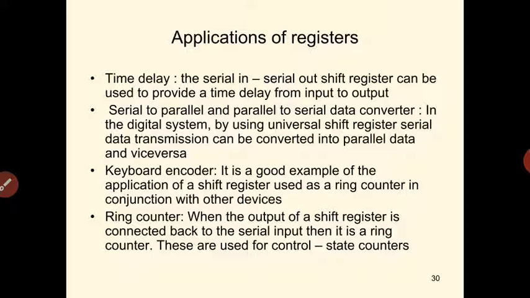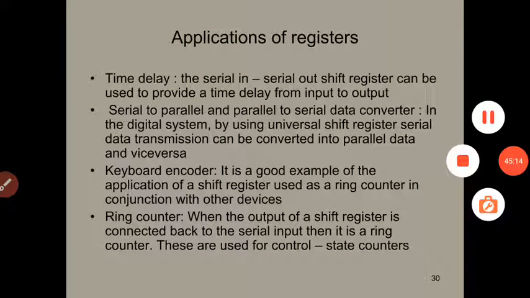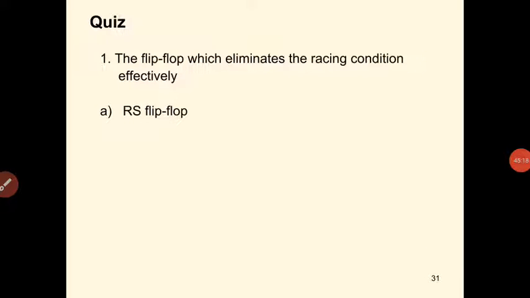So this is something about the applications of flip-flops and registers. The flip-flop which eliminates the racing condition effectively is the JK flip-flop. So the race around condition can be avoided; the racing problem can be avoided in the JK flip-flop.